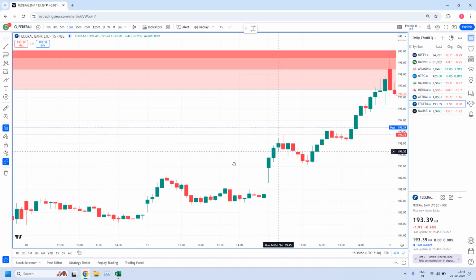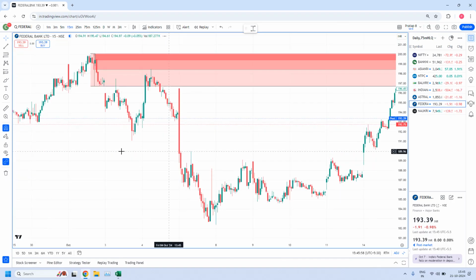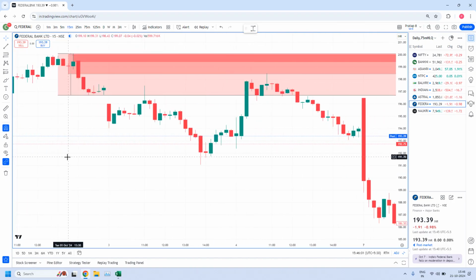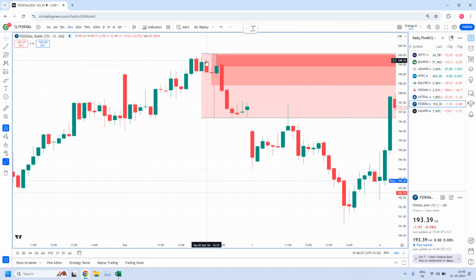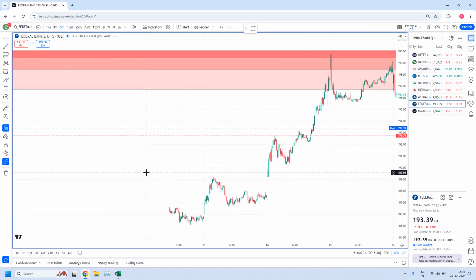Look into the 15 minutes zone. Here you have a drop, you have 2 base candles and then again you have a drop and follow through candles. This is the 15 minute zone. This entire zone is the 15 minute zone. Within this 15 minute zone, we have an excellent fine tuned 5 minute zone. This is the fine tuned 5 minute zone. I am going to the 5 minutes time frame.